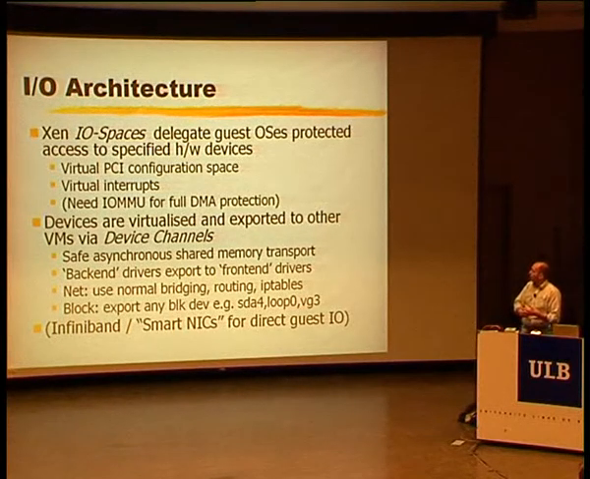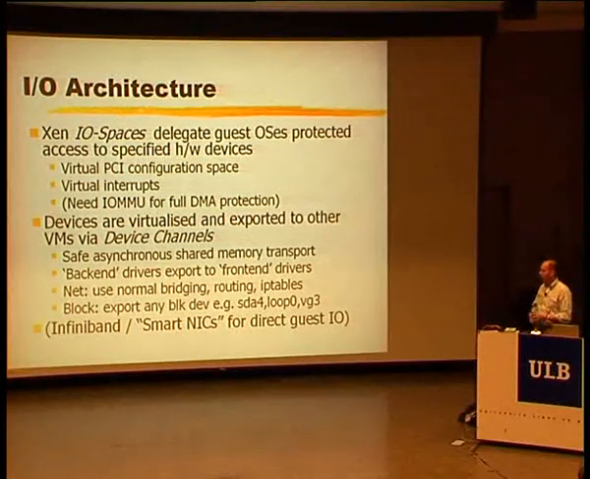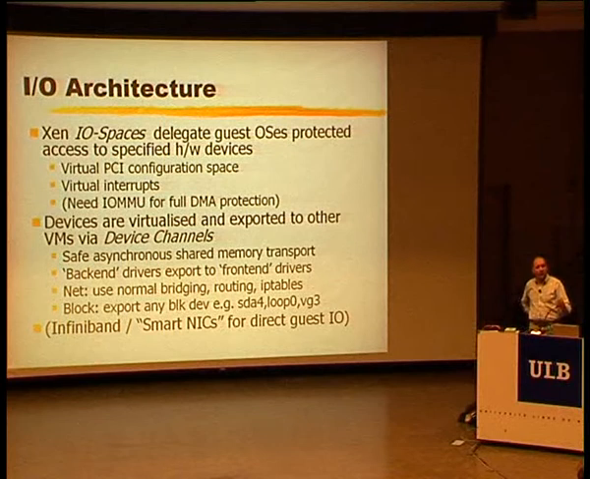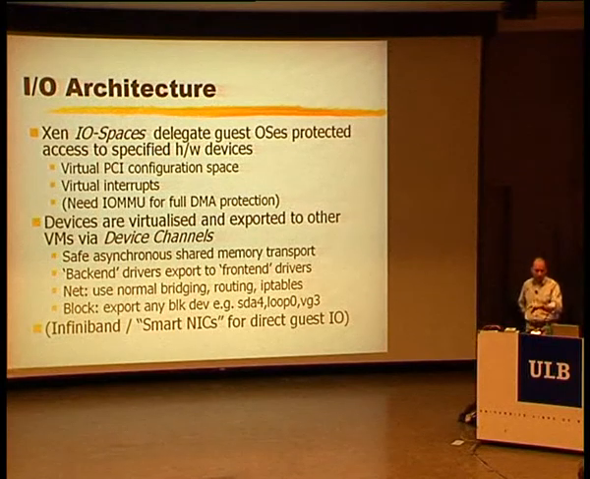And we have a way of virtualizing the PCI configuration space and also virtualizing interrupts to ensure that Xen remains in control of the interrupt hardware, and then we just provide these virtual interrupts to guests. And then we have the device channel mechanism to enable us to export the physical hardware, or to give access to the physical hardware, in other virtual machines.